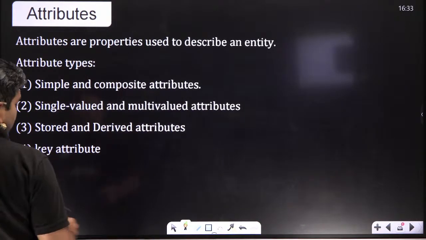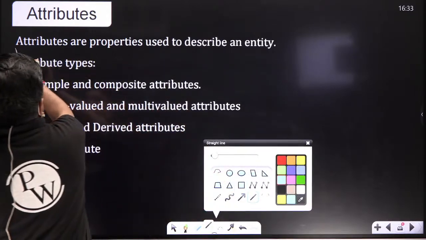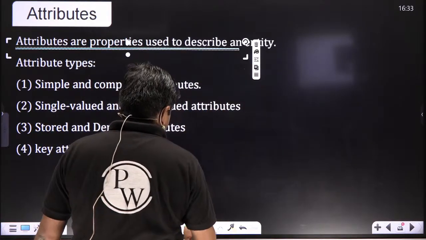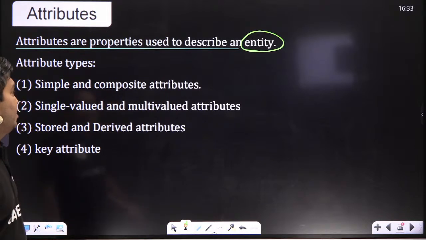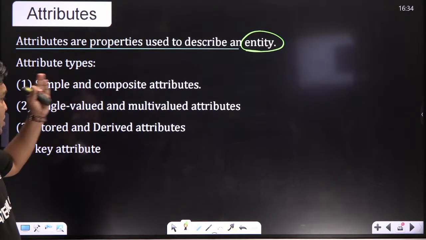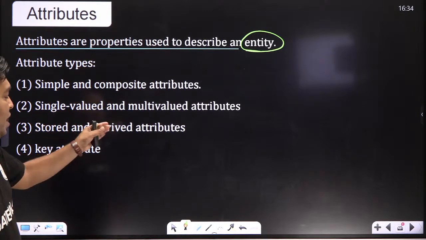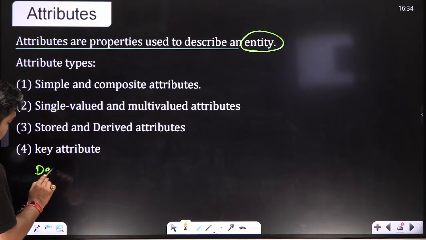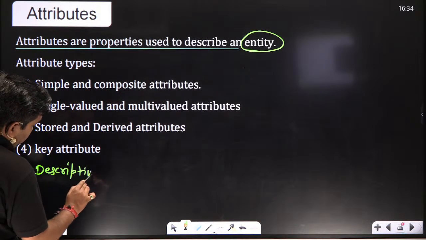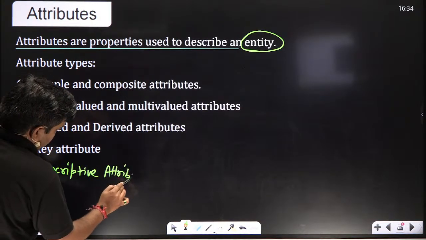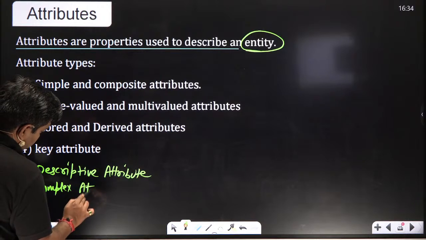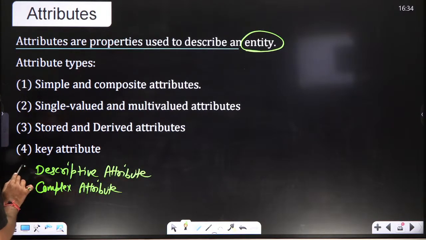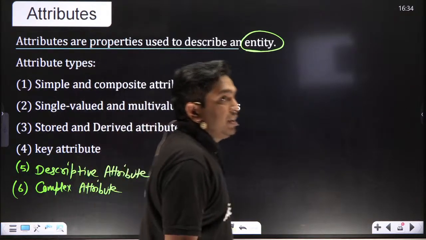Now, attribute. What is the meaning of attribute? Attributes are the properties used to describe an entity from an entity set. In an entity set, there are various types of attributes: simple and composite, single valued and multi-valued, stored and derived, key attribute, descriptive attribute, and complex attribute also. These are the types of attribute.